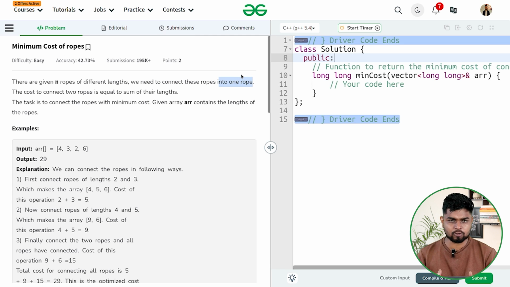So basically a lot of ropes have been given. In general, you can say that n ropes have been given to us with different lengths. And what we need to do is connect them into one single rope. Now whenever you connect two ropes, there is a cost for it. Ultimately you have to tell what is the minimum cost to connect all the ropes into one single rope finally.